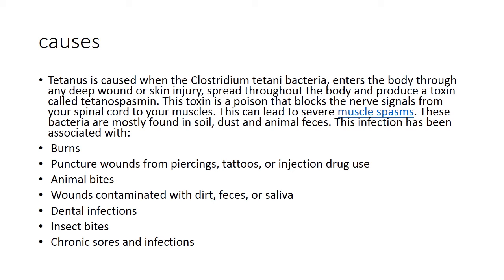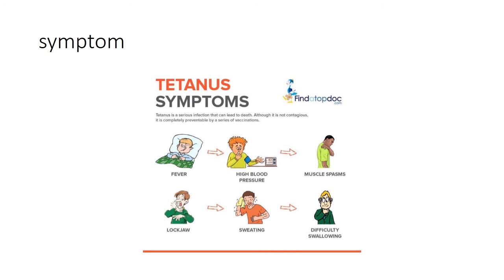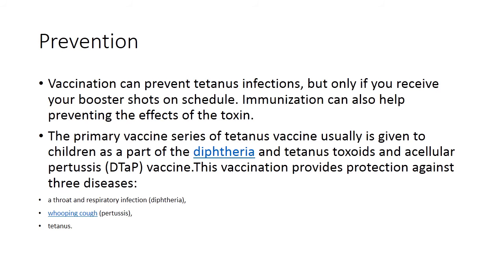This infection has been associated with burns, puncture wounds from piercing, tattoos, or injecting drugs, animal bites, wounds contaminated with dirt, feces, or saliva, dental infections, insect bites, or chronic sores and infections. Common symptoms of this disease are fever, high blood pressure, muscle spasms, lockjaw, sweating, and difficulty swallowing.